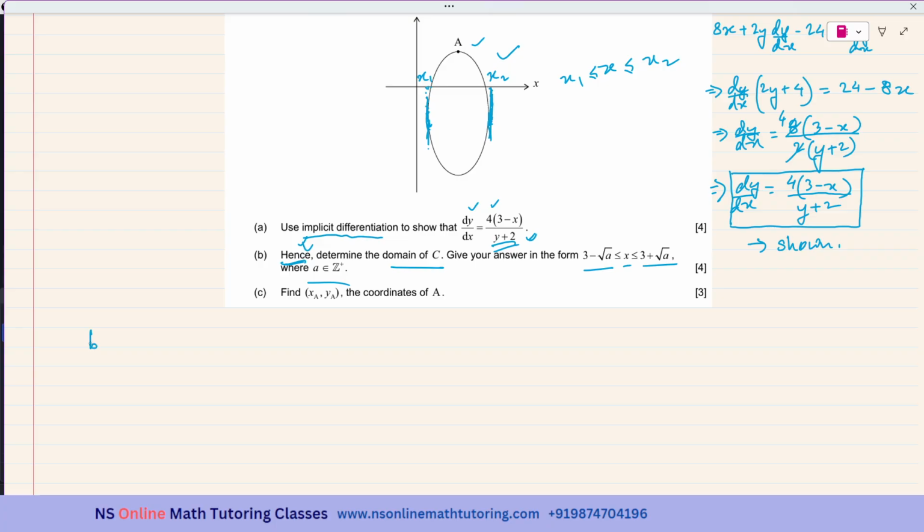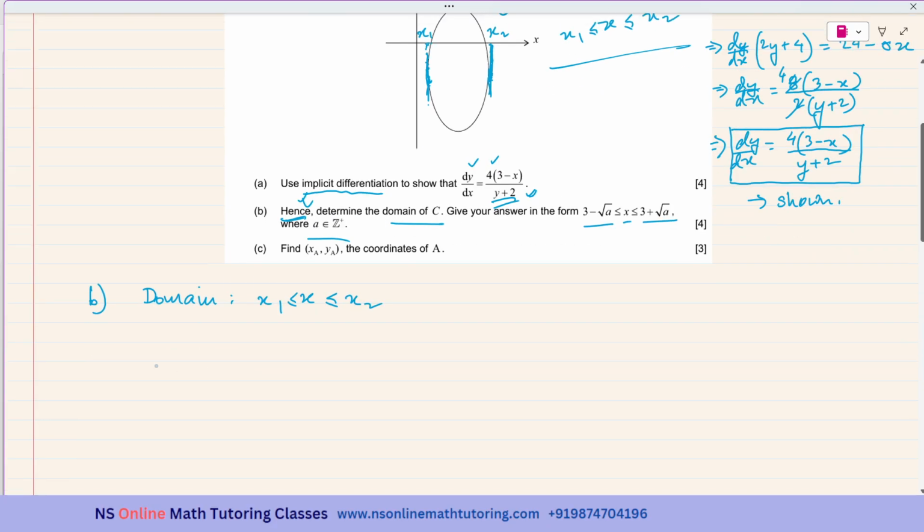Okay. So part B, and I would ask you to draw x1 and x2, the ones that I have drawn, and you say the domain is whatever I have written. So that will be explaining our further statements. Okay. So at x1 and x2, dy dx will be undefined.